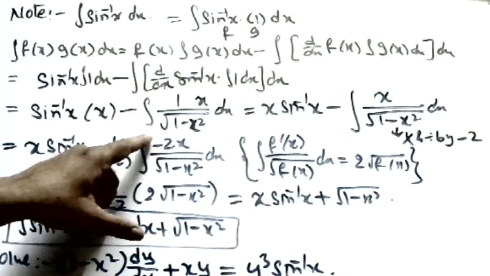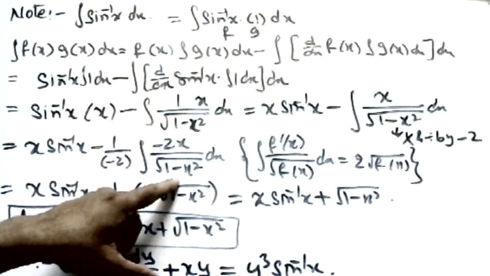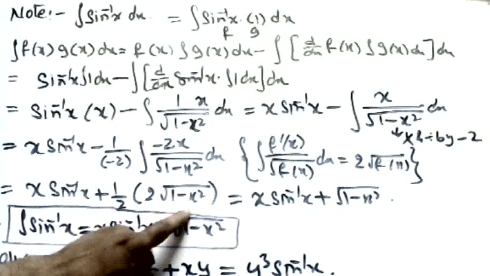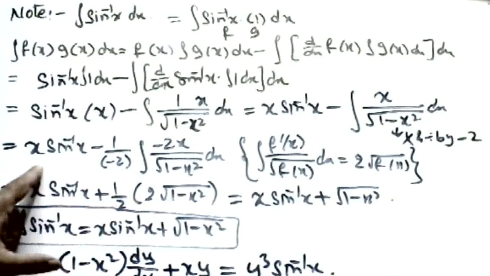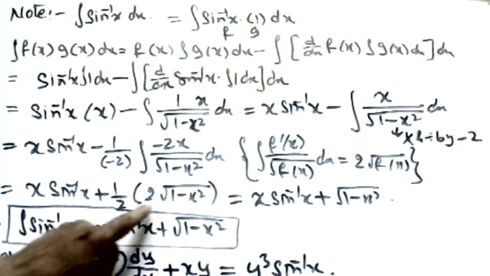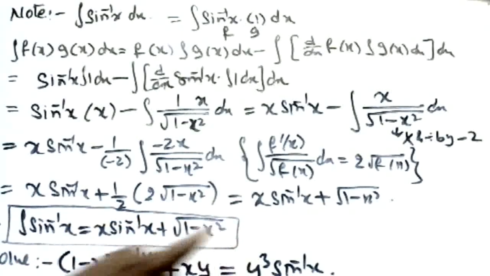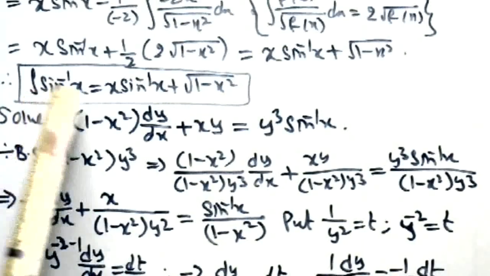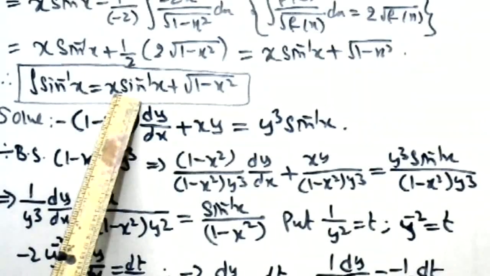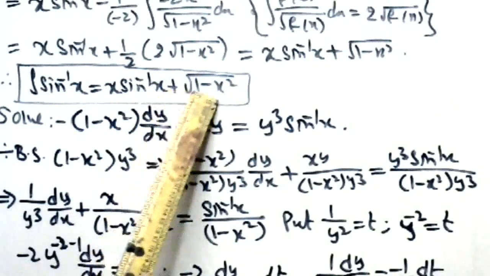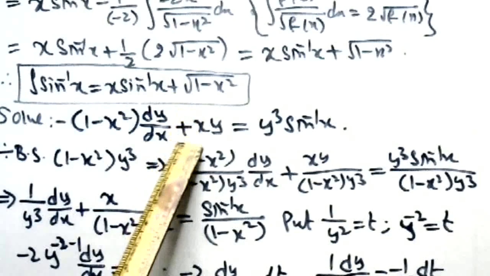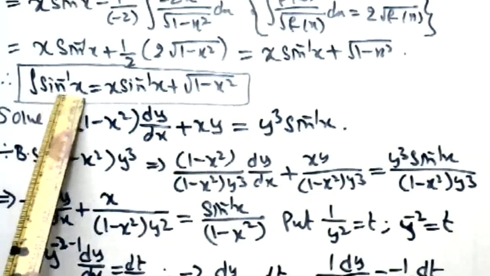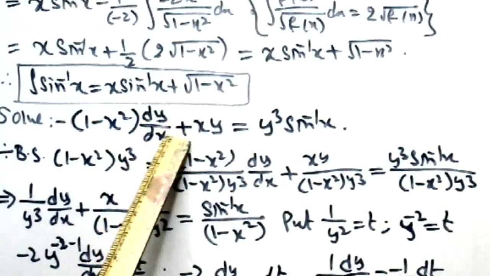This is the basics of 12th class, intermediate second year. f dash x by root of f of x will become 2 root f of x. So x sine inverse x minus into minus 1 by 2 into 2 root f of x. The 2 will get cancelled. So we just want to know what is the integration of sine inverse x. We got the integration of sine inverse x as x sine inverse x plus under root of 1 minus x square. Why we have done this: in this question, at last we have to find integration of sine inverse x, so we found it like this.